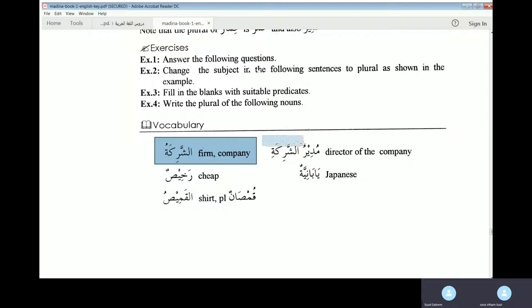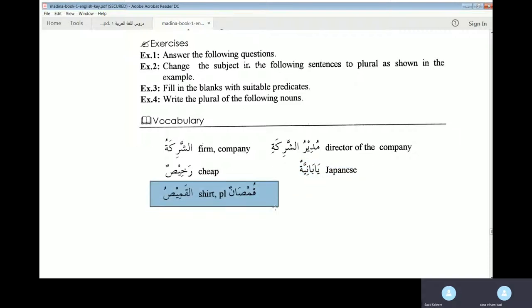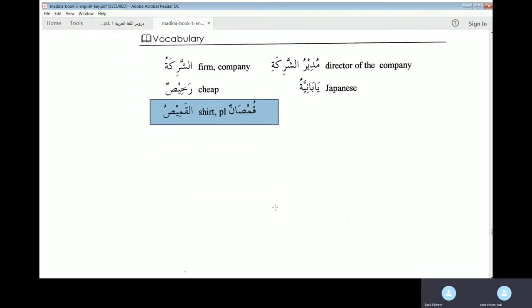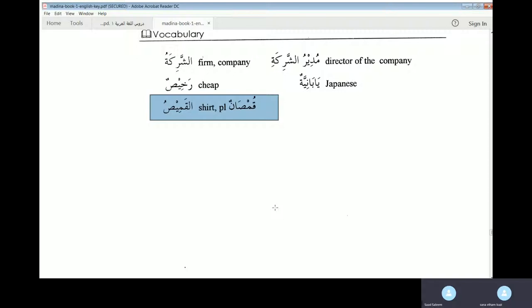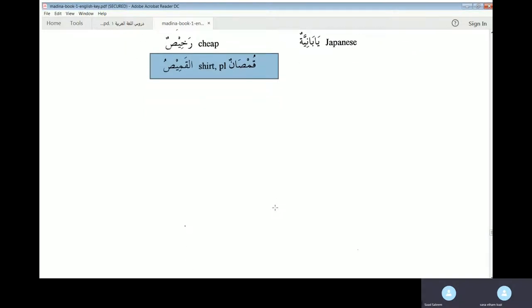Ash-sharikatu, firm company. Mudiru Sharikati, director of the company. Rakhizun, chief. Yabaniyatu, Japanese. Hamisu is shirt. Humsanun is the plural of shirt.